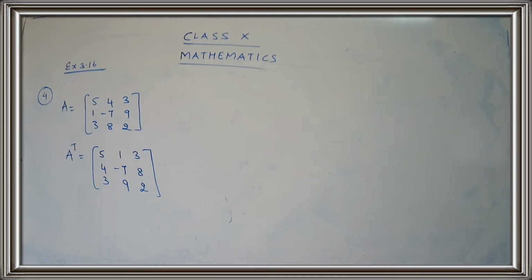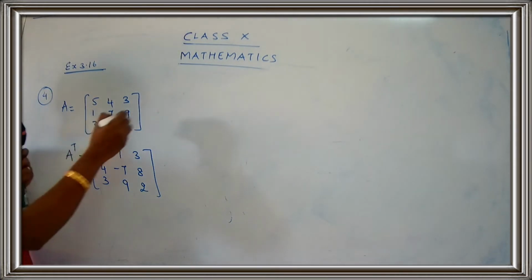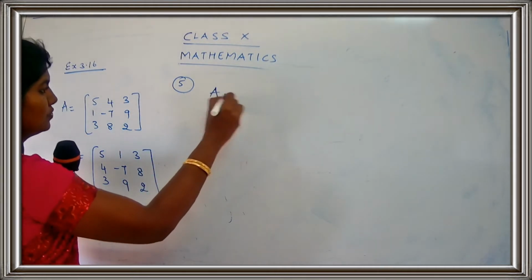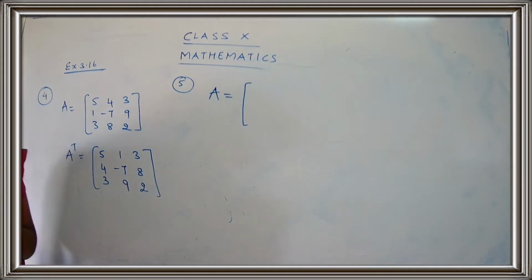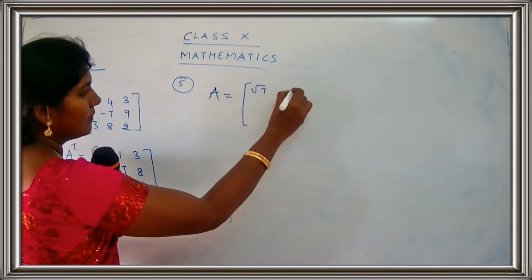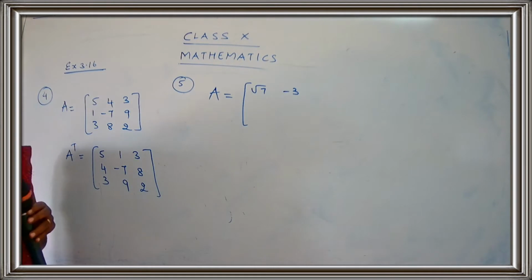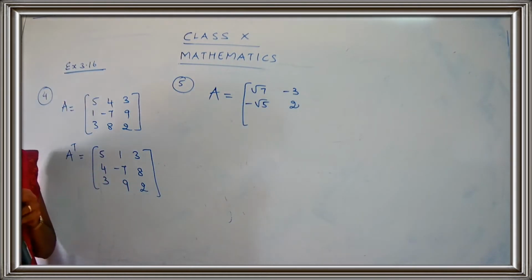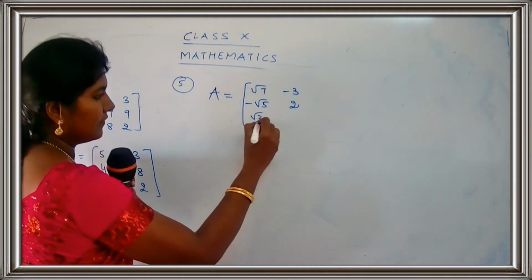Then on the 5th question, let's go for sum number 5. They have given you the value for A. Take down the value for A. So A is equal to root 7, minus 3, minus root 5, 2, root 3, minus 5.